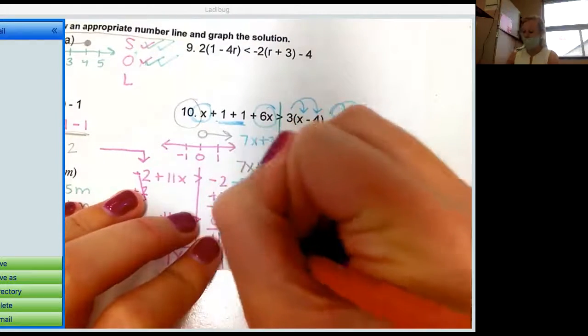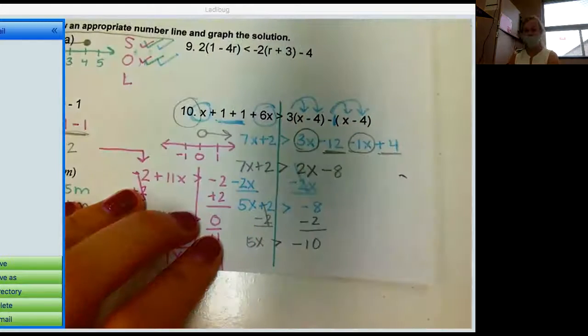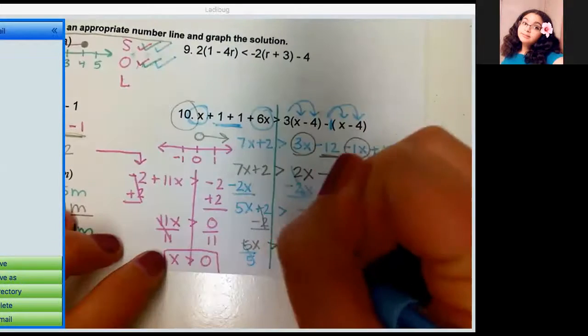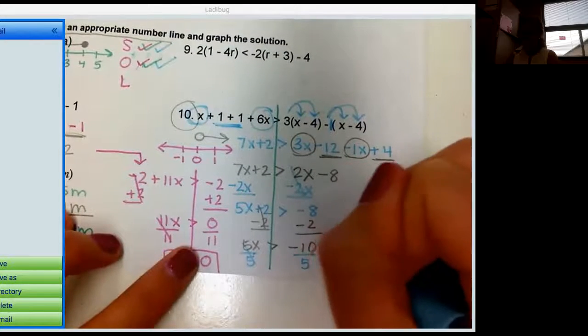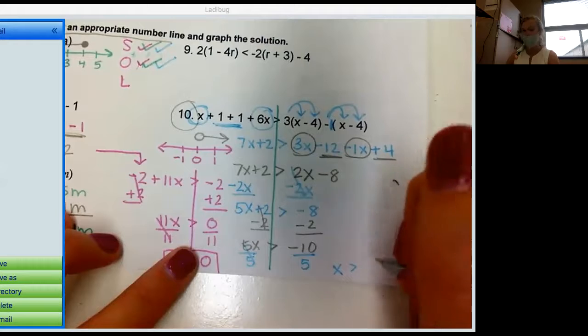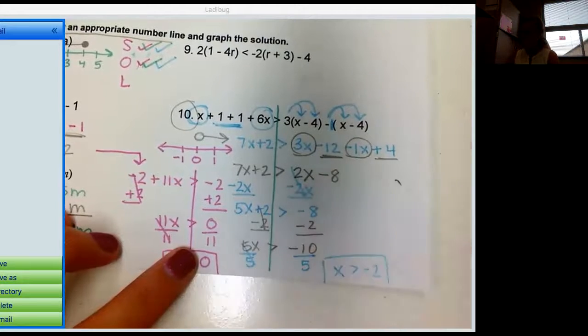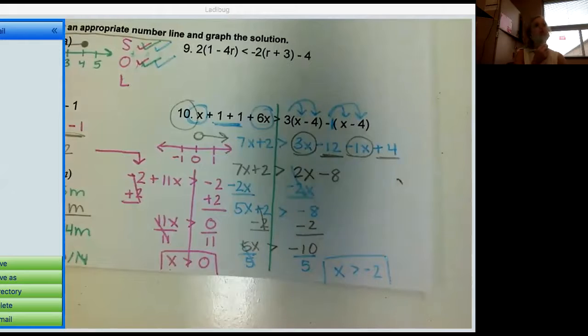eye. 5x greater than -10. Divide by 5. Are you sure? X greater than -2. Very good. Because you tried doing it in your head.